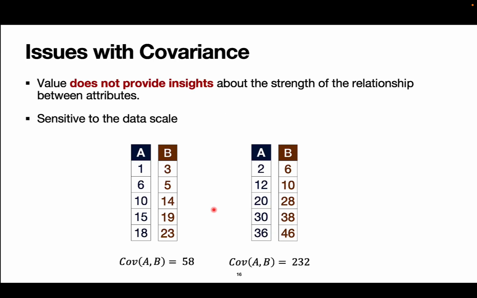There are some issues with the covariance. It doesn't provide insights into the strength of the relationship between the attributes. It will only say that there is a trend, but it doesn't say anything about how strong this trend is. Another issue: covariance is sensitive to scale. As you can see, multiplying the attributes by 2 changes the value of the covariance dramatically, and I don't know how to interpret this outcome.